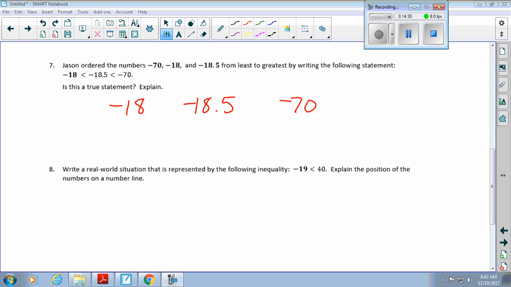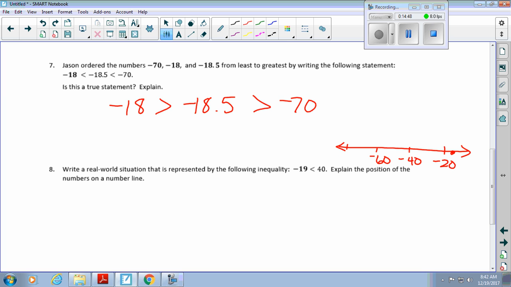Because if you were to put these on a number line, negative 70, you're going to have maybe negative 20 here. So negative 18 is going to be right around there. And then negative 40, negative 60, negative 80, right? The further left it is, the less it is. So negative 70, right there, is going to be much smaller than negative 18. Does that make sense, everyone?